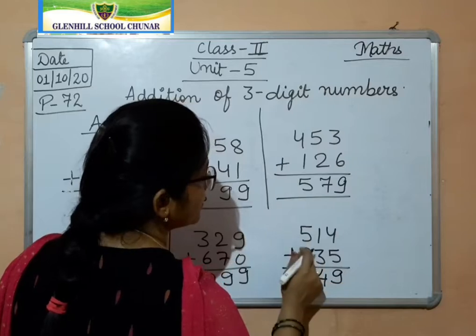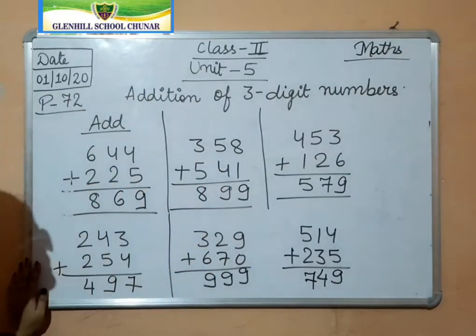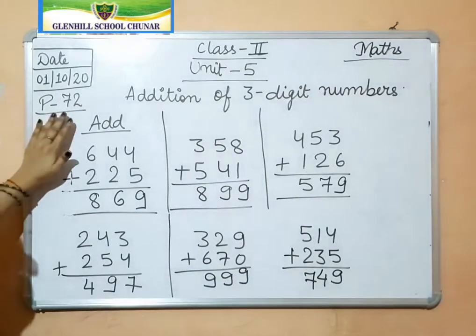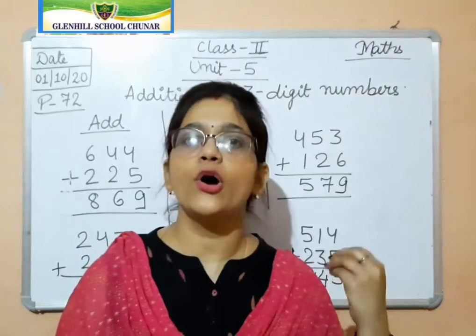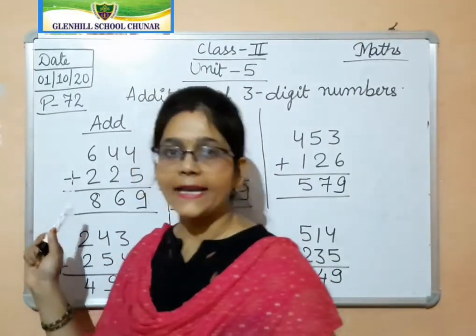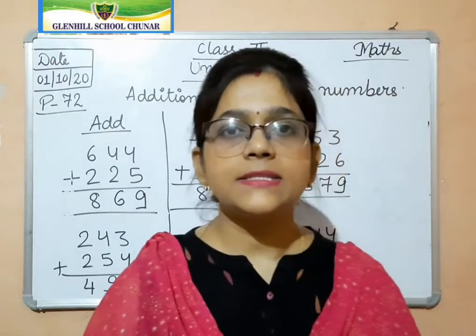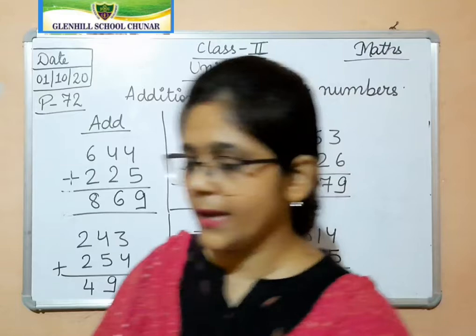4 and 7, 749. So like this you have to complete page number 72, and also after completing in your book you have to note down this one addition in your maths notebook. Okay students, so I am giving you the time to complete it.